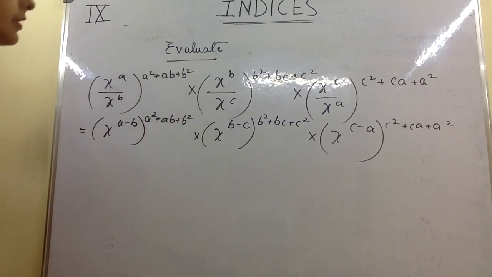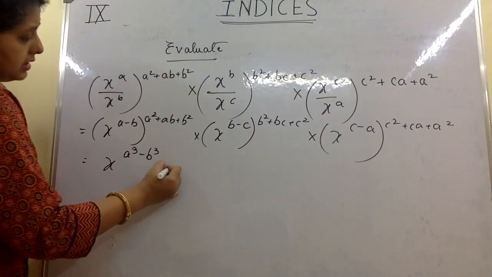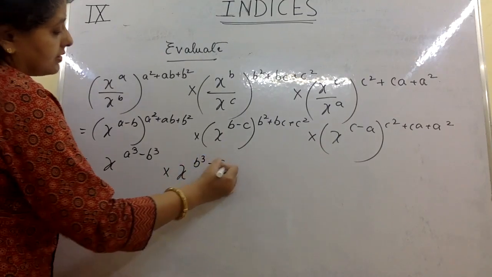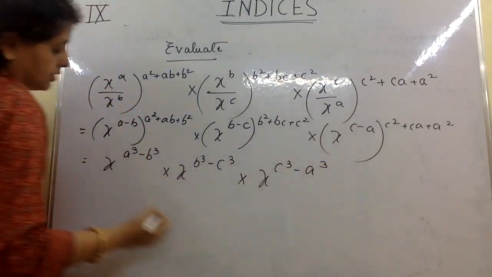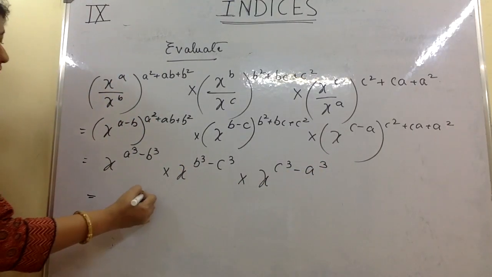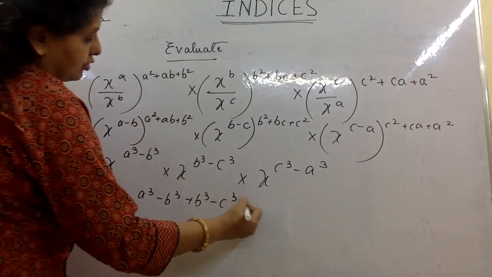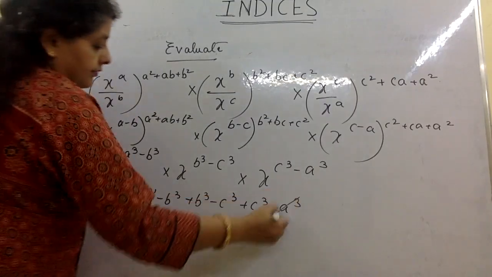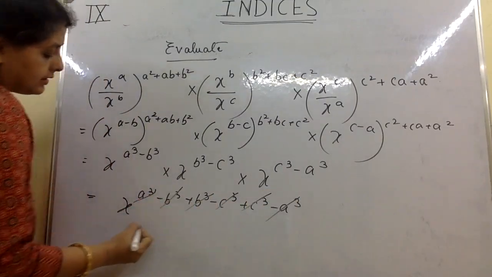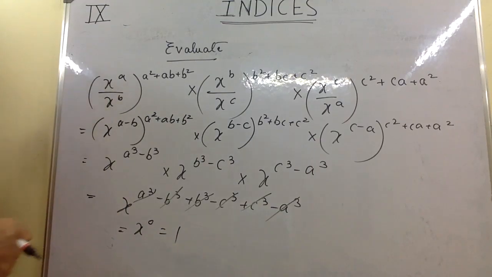So here I am going to write x to the power a cube minus b cube, x to the power b cube minus c cube, x to the power c cube minus a cube. Now all bases are same. I'll add the exponents. b cube plus b cube minus c cube plus c cube minus a cube, that is x to the power 0, that is equal to 1. That's my final answer.